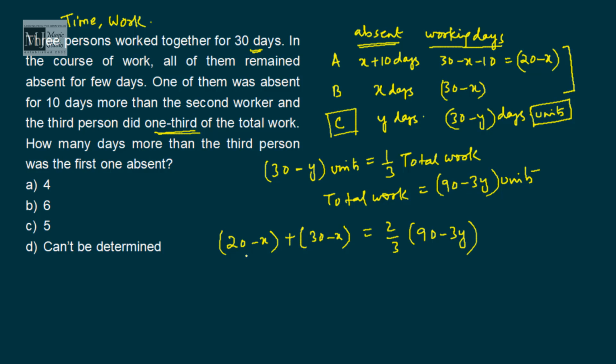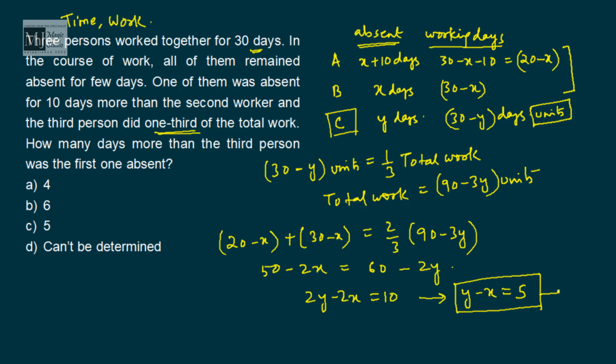Again, you may ask why I'm adding these, because it's a unit addition. Nothing is mentioned about their efficiencies. If nothing is mentioned about anyone's efficiency and no hint is given about whether one is more efficient than other, it's always assumed that all people are working with same efficiencies. That means 50 minus 2x equals 30 into 2 is 60 minus 2y. So we will have 2y minus 2x is equal to 10. That is y minus x is equal to 5. This is the observation we have by now.